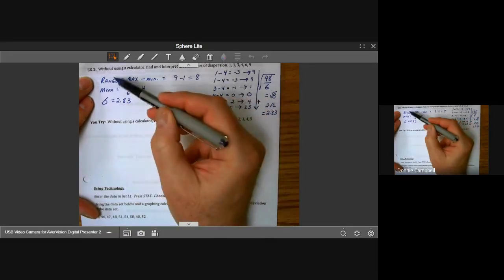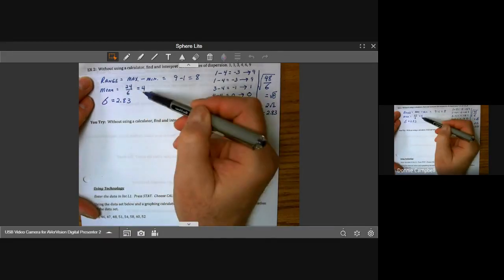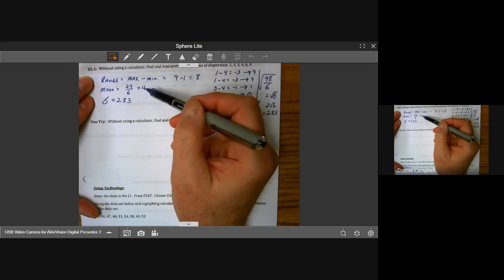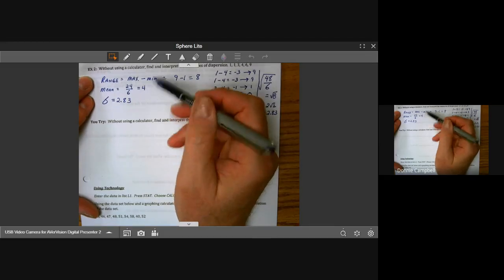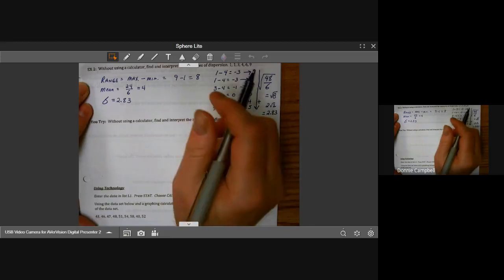So we found the range and we found the mean. And the only reason we're using the mean is to subtract from all the values, and then square them, and then add them all up and take the square root. Okay?